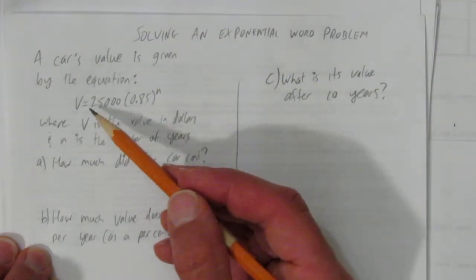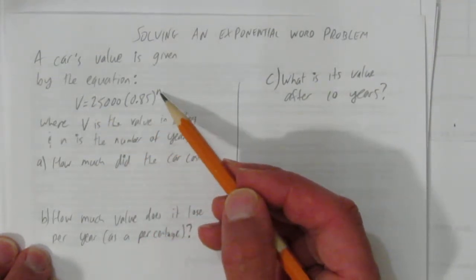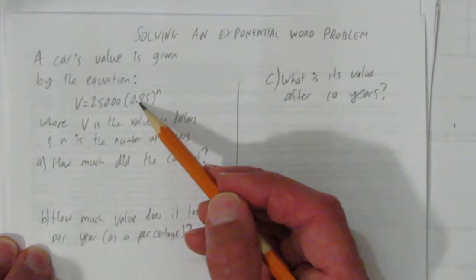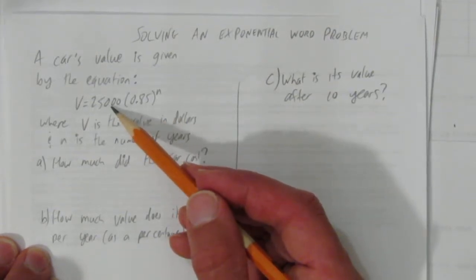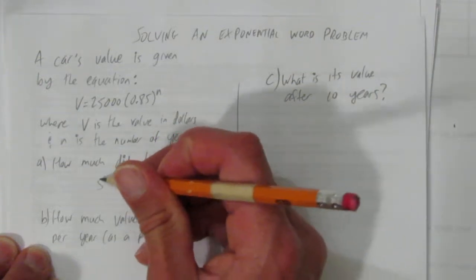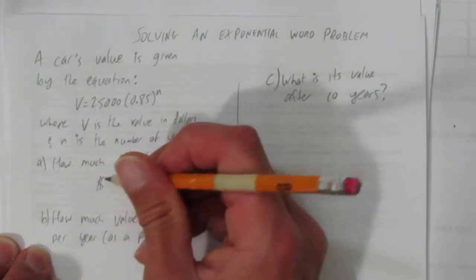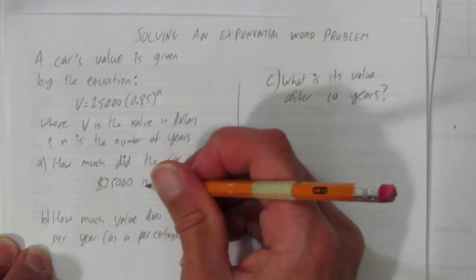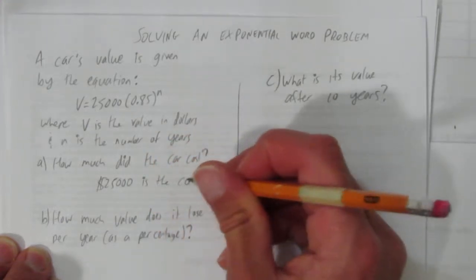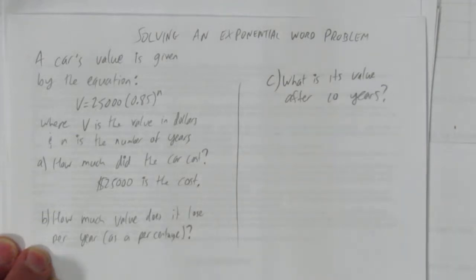The equation's in the form start times change to the exponent, or a times b to the exponent. This a value, or start value, is the starting value of the car. So how much did the car cost? I was going to write 25,000, but it's a word problem. I should put a word answer. So 25,000 is the cost. Now it's a word sentence. I don't get communication taken off.